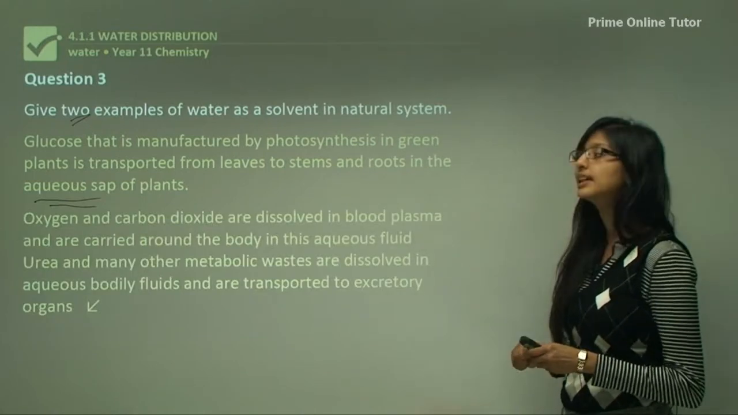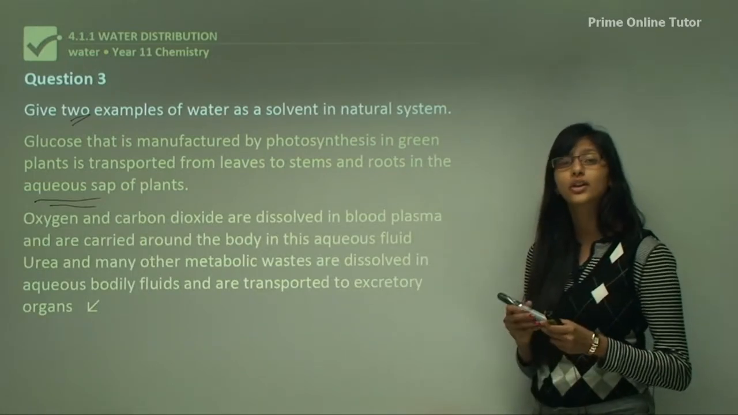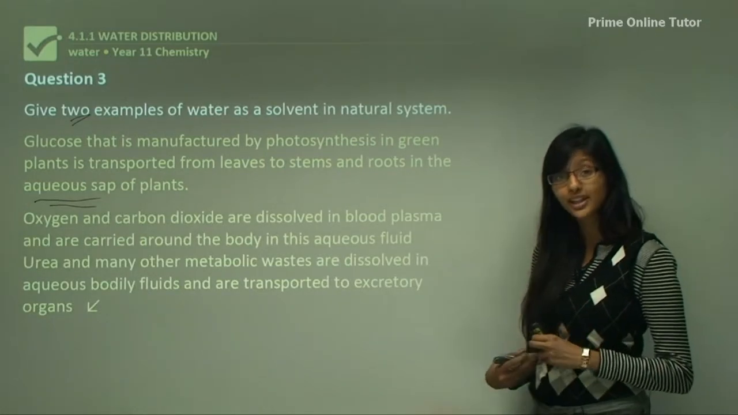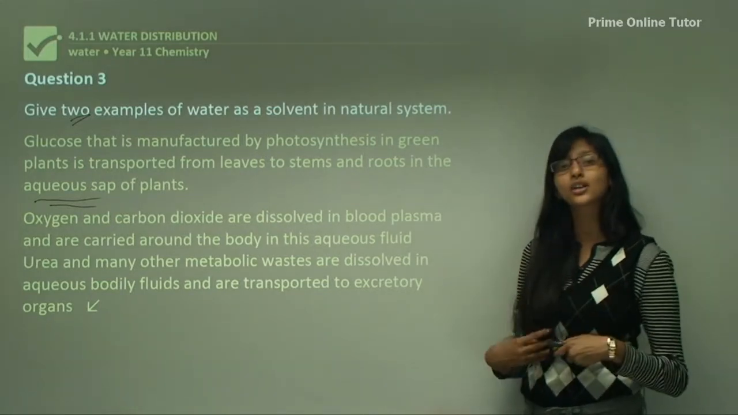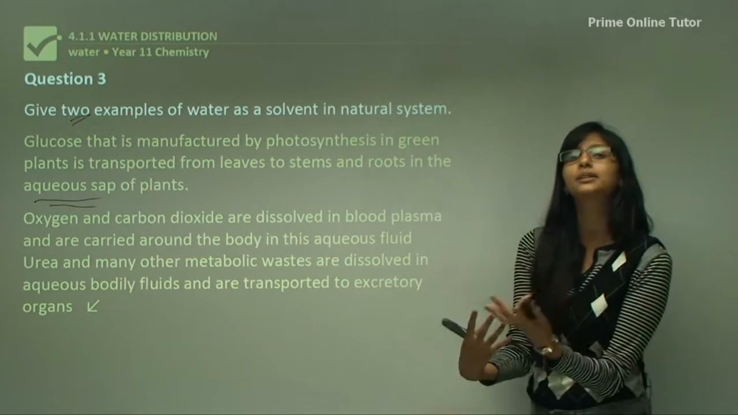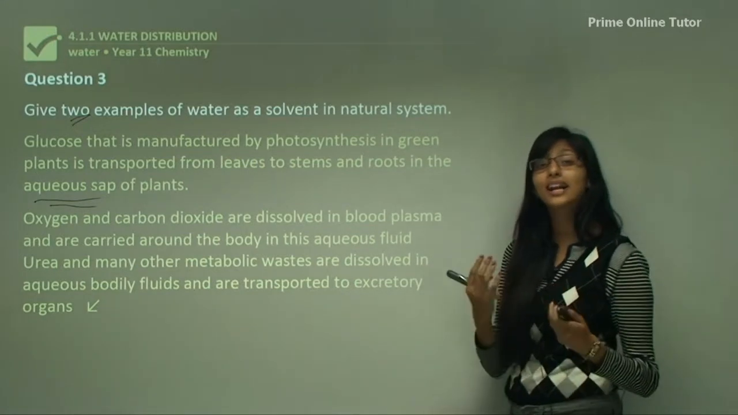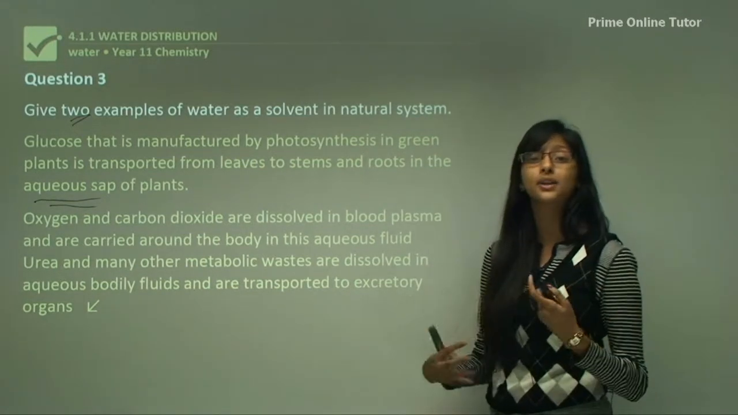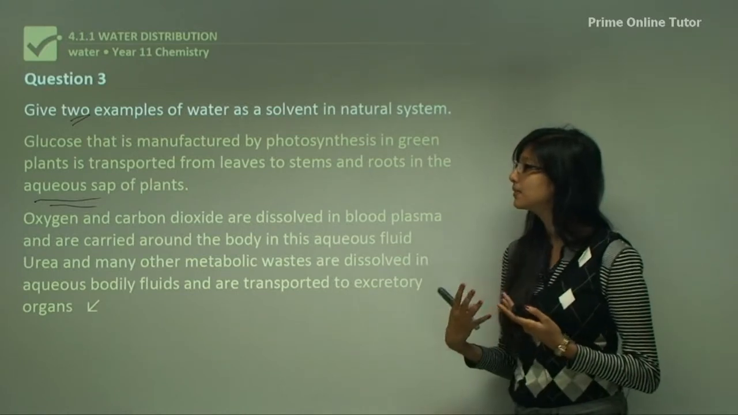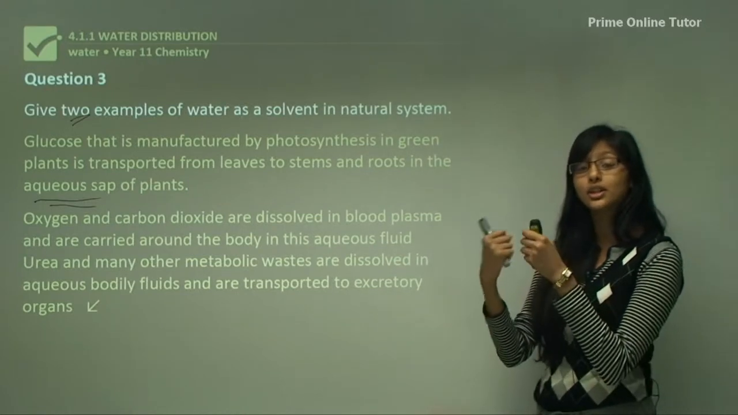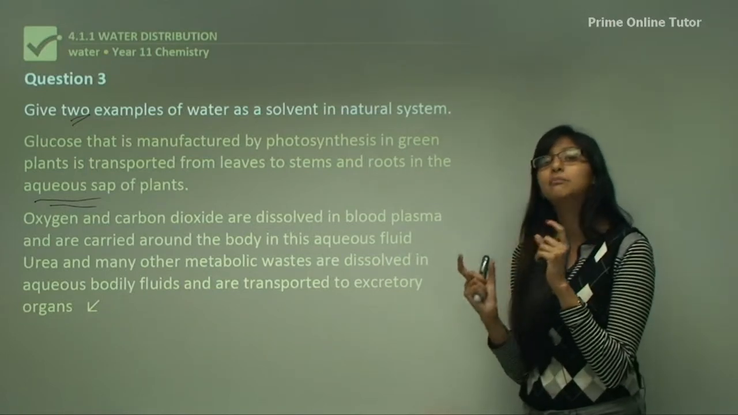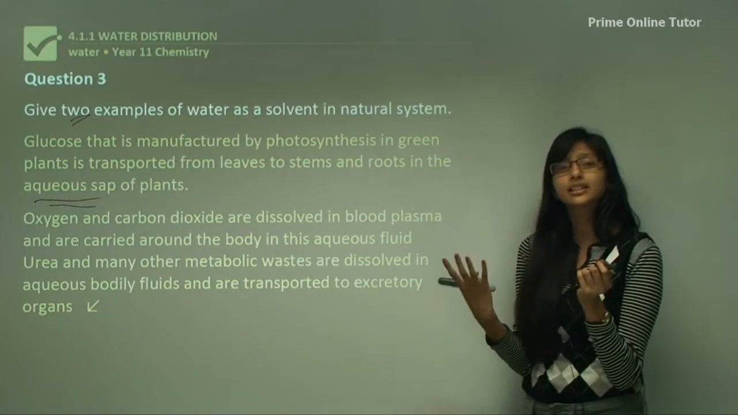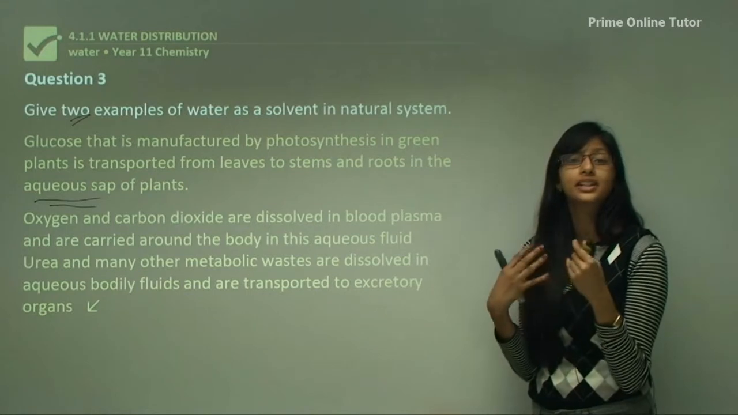Now let's look at what function water has as a solvent in our body. We all know that we breathe in oxygen and we give out carbon dioxide. But how does that oxygen travel to different parts of our body? Oxygen is bonded to hemoglobin molecules, and hemoglobin molecules are bonded to red blood cells. And as the name suggests, red blood cells are found in our blood.